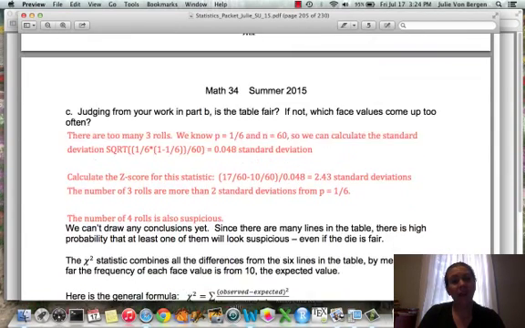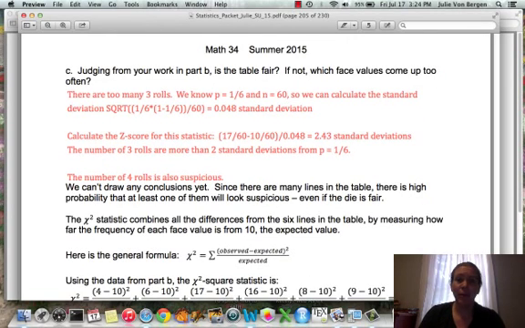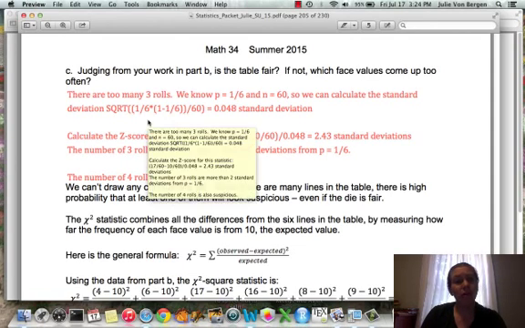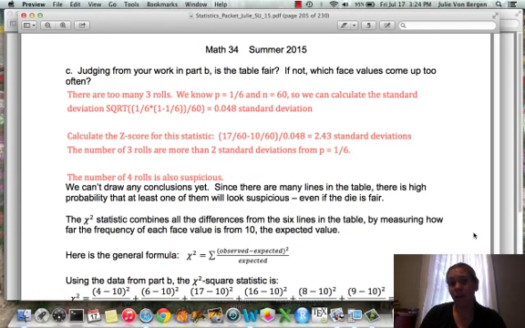So, question C asks us, judging from our work in part B, is the die fair? If not, which face value comes up too often? There are too many 3 rolls. We know the proportion is 1/6 of any particular 3 coming up, and n equals 60 rolls. So we can calculate the standard deviation. So using our formula back from modules 7 and 8, we calculate the square root of 1/6 times 1 minus 1/6, so this is our 1 minus p part of the formula, and then we divide it by 60 and square root everything. So you can check on your calculator, this comes out to 0.048 standard deviations.